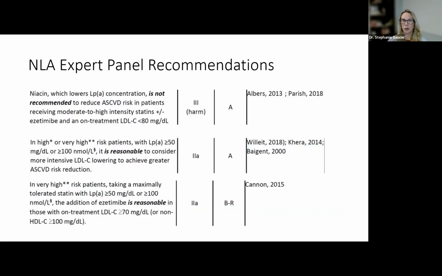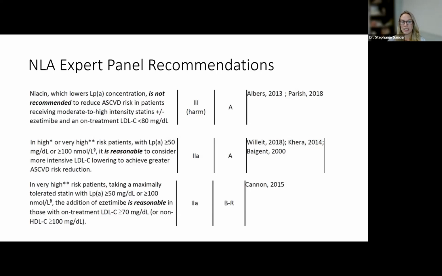What do they recommend for expert panel recommendations for treatment? We'll start with niacin. Niacin, which lowers Lp(a), is not recommended to reduce ASCVD risk in patients receiving moderate to high intensity statins plus or minus ezetimibe who have an LDL-C level of less than 80. In high or very high risk patients who have an Lp(a) of 50 milligrams per deciliter or greater, or 100 nanomoles per liter or greater, it's reasonable to consider more intensive LDL-C lowering to achieve a greater ASCVD risk reduction.